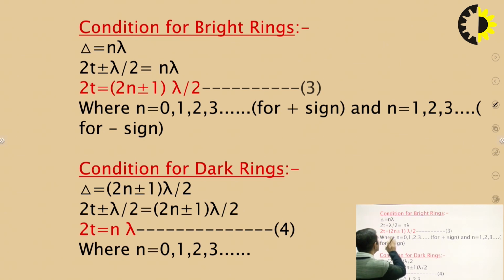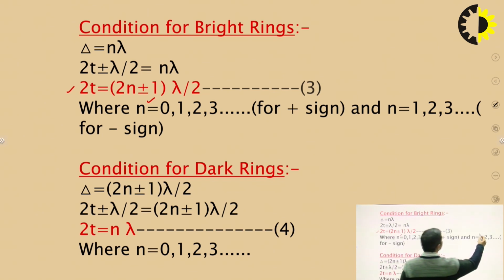So the condition for bright rings is that the path difference 2t plus or minus lambda by 2 equals n lambda, and finally we have 2t equal to (2n plus or minus 1) into lambda by 2. Now we can take either the plus sign or the minus sign. For example, if we take the plus sign, then we start n from 0. If we take the minus sign in this equation, then we have to start n from 1.